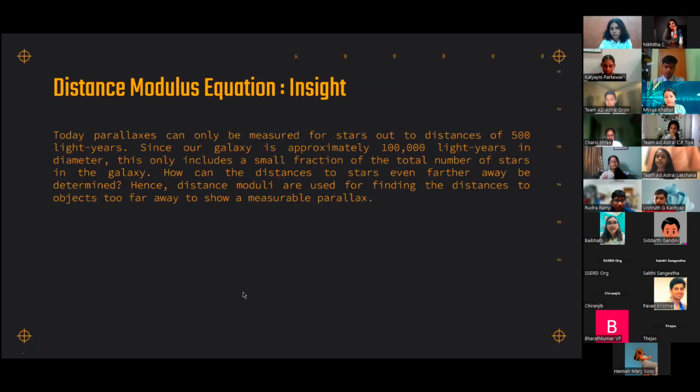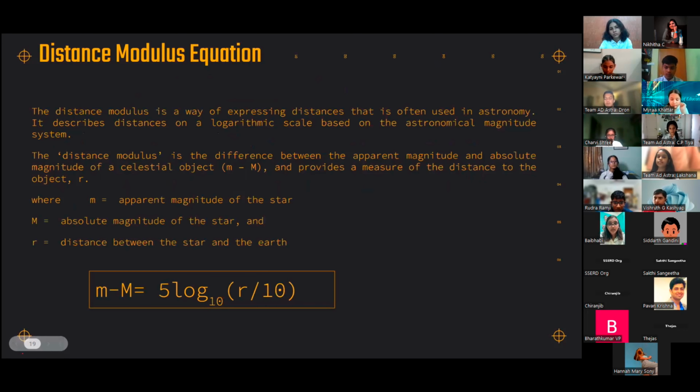So to calculate the distances to the objects that we selected, we could not go ahead with the methods described in the cosmological distance ladder, because we discovered that the distances to our objects were incredibly large. So after a lot of research and discussions with the team, we finally decided to go ahead with the distance modulus equation as the most ideal method to calculate the distances to our objects. The distance modulus basically measures distances on a logarithmic scale based on an astronomical magnitude system. In astronomy, magnitude is nothing but the brightness of something. And distance modulus is basically the difference between the apparent magnitude, denoted by small m, and the absolute magnitude, denoted by capital M, of an object.